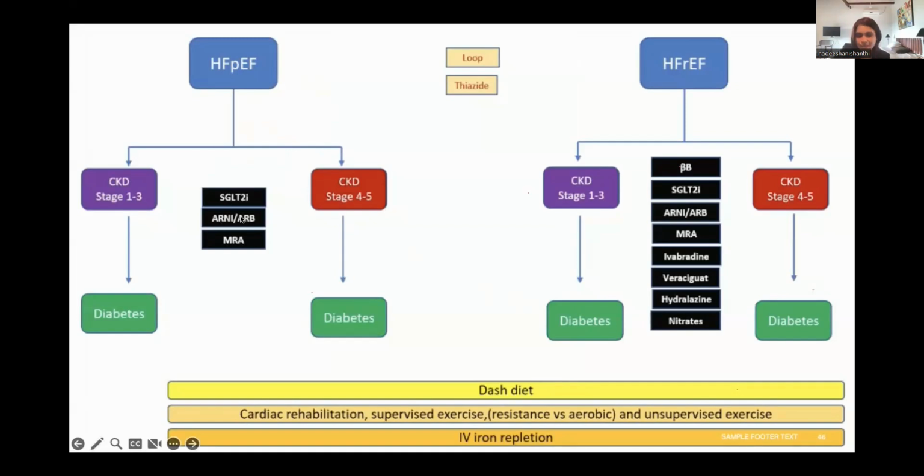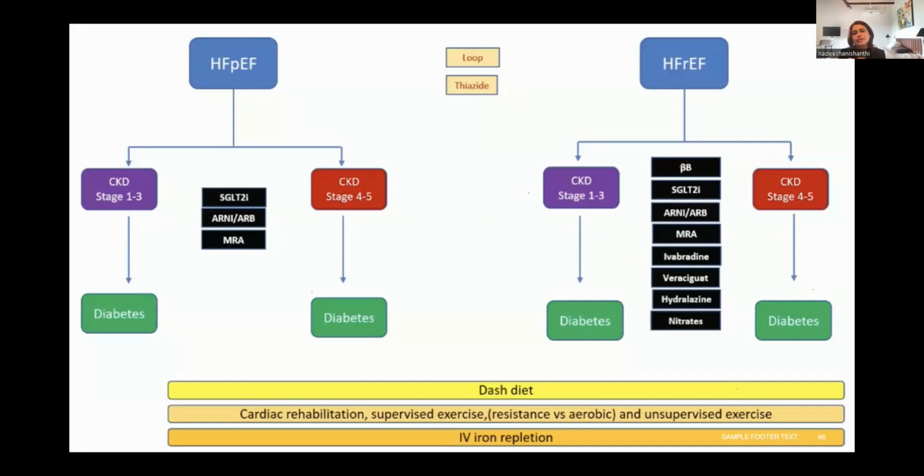ARNI is better than ARBs, and MRAs. As I mentioned, if the eGFR is more than 25, we can use finerenone. If the eGFR is more than 45, we can use any mineralocorticoid receptor antagonist. And please don't stop the drug if the potassium is slightly high, like more than 5, as lots of patients stop the drug. We should not do that.